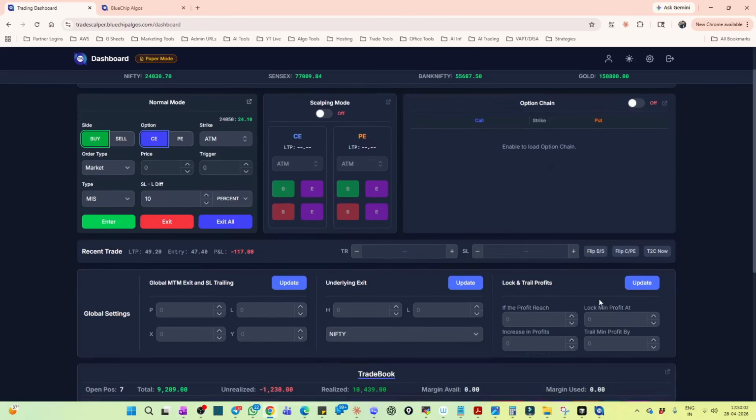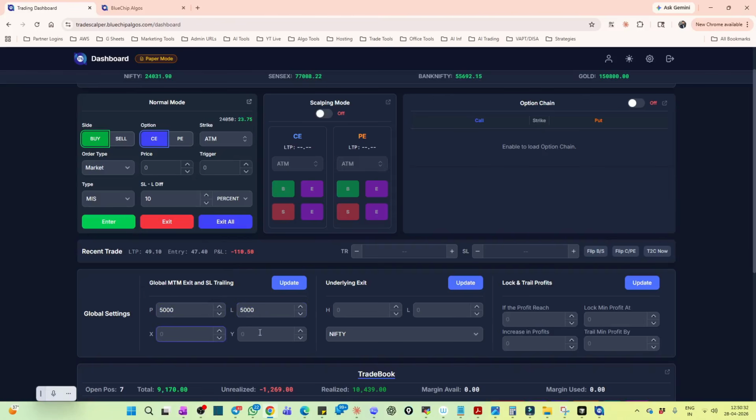And then we have global settings. There are three sections in this. One is called global MTM exit and SL trailing. Global MTM exit means very simple: profit and loss. What is the profit and loss that you want to give? Let's say 5,000 rupees is the profit and 5,000 rupees is the loss that you want to give. When these levels hit, then all the positions will be exited. Let's say you have 5 positions. All 5 positions will be exited once this profit and loss is hit.